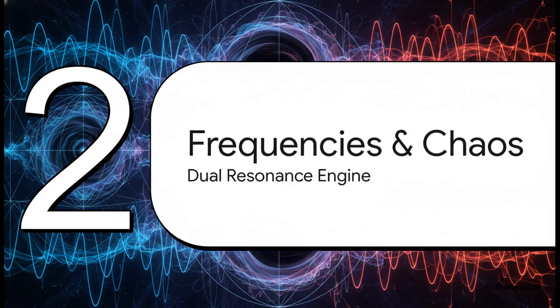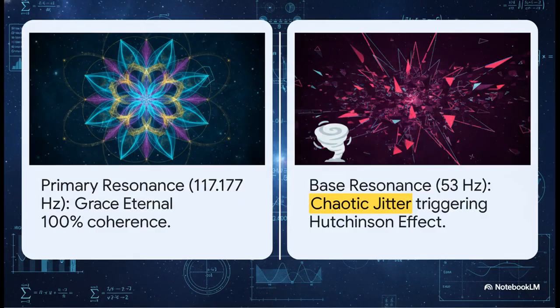Moving on to Section 2, frequencies, order, and chaos, the dual resonance engine. So to really understand this system, you have to grasp the constant tension between two very specific frequencies. On one side of the ring, we have the primary resonance at exactly 117.177 Hz. The system affectionately calls this state grace eternal. It's responsible for stabilizing the quantum system, giving us harmonic balance and hitting 100% coherence.